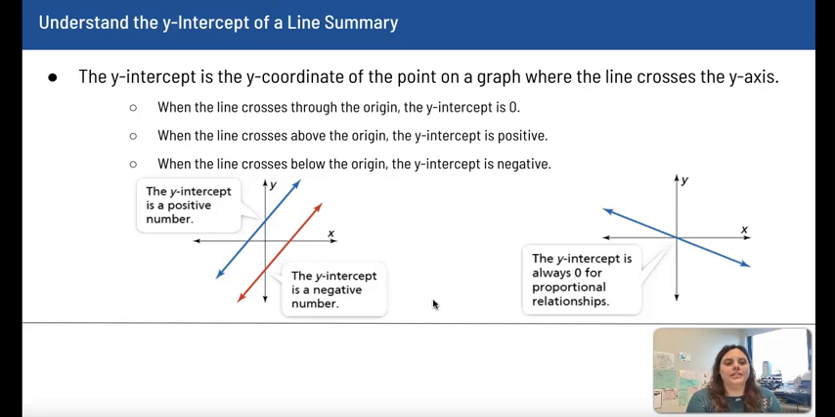Let's cover our summary, understanding the y-intercept of a line. So the y-intercept is the y-coordinate of a point on a graph where the line crosses the y-axis. We have 3 different scenarios. Either the line crosses through the origin and the y-intercept is exactly 0. If the line crosses above that, it's positive. If the line crosses below that, the y-intercept is negative. So again, you see, the blue line is positive, the red line is negative, and right through the middle is a y-intercept of 0, which is always what we have for a proportional relationship.